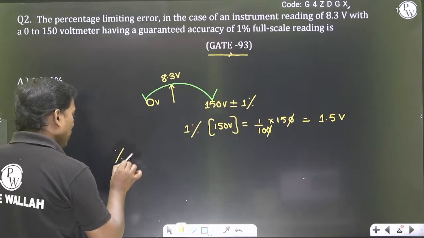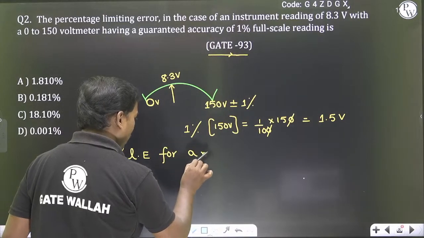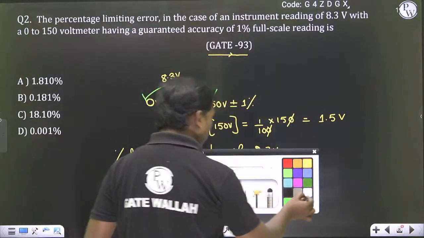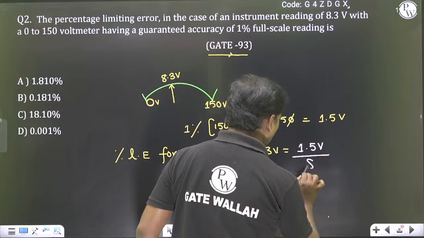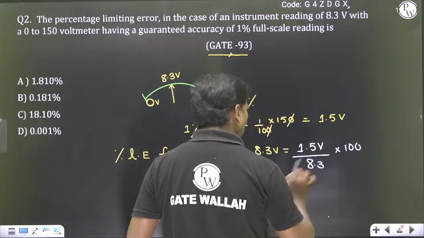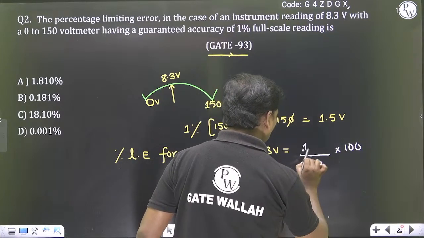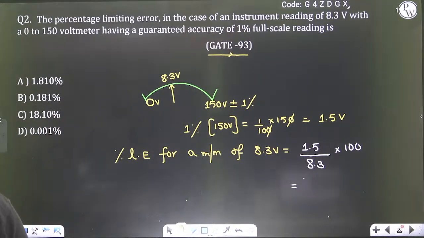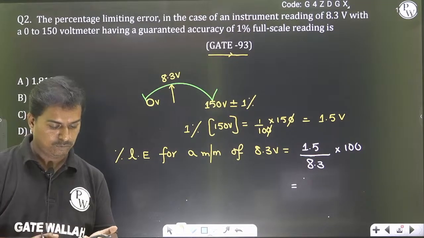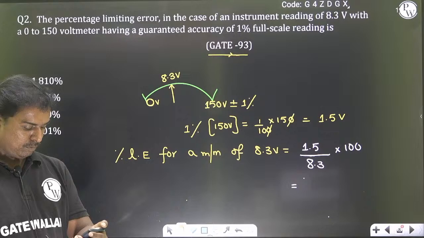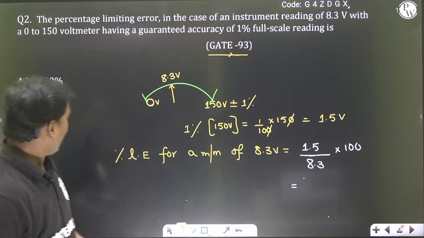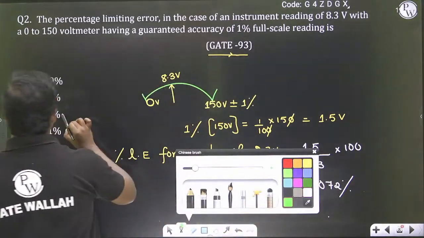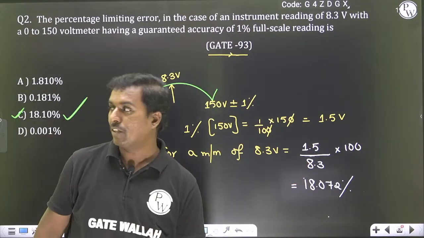Now the percentage of limiting error for a measurement of 8.3 volts will be expressing our error with reference to the measurement of 8.3, into 100. So this is 1.5 divided by 8.3 into 100. Please use a calculator because all the options have long digits. It is coming as 18.072%. So option C will be the right answer. Anybody with any other answer, please try to confirm.